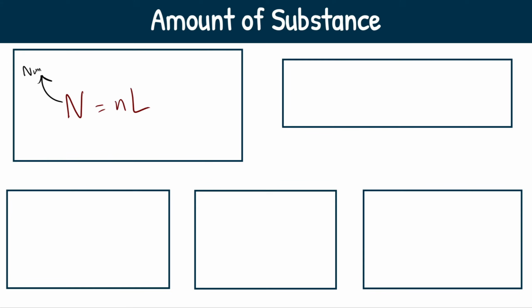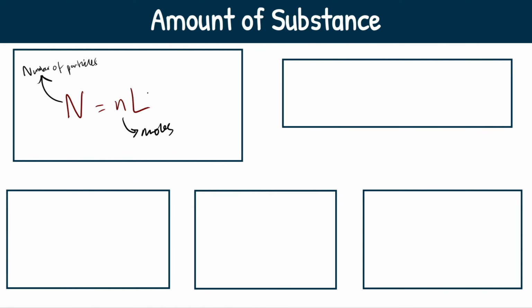Capital N is number of particles. That can be ions, it can be isotopes, it can be electrons, it doesn't really matter. As long as it's a particle, you're all good to go. And lowercase n right here is moles.